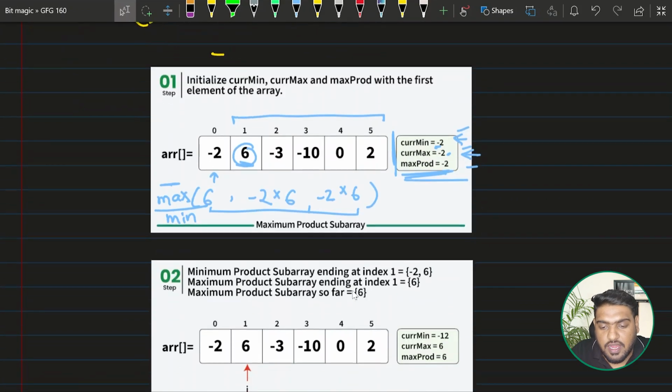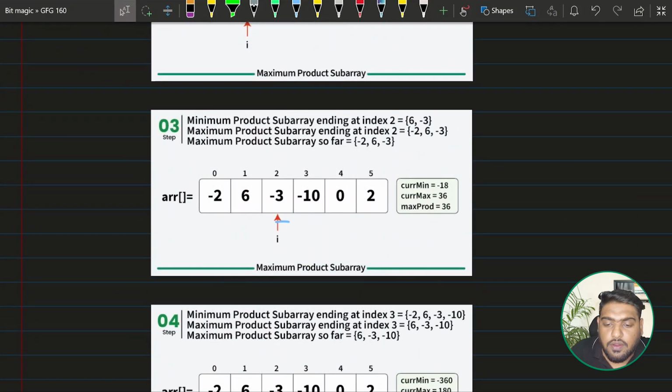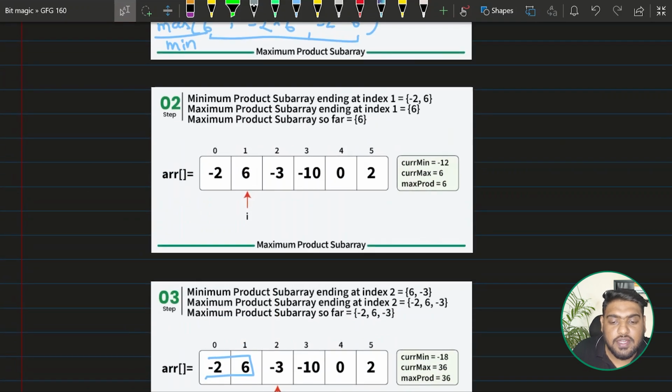Moving ahead to the next ith value, -3, this one. Now you can see, once you have considered 6, what was the situation? You had three possibilities: 6, and you multiply that, then you would have 12, -12. So in this scenario, your current minimum would be updated to the minimum of these three values, which is -12. Your current maximum would be updated to the maximum of these three values, which is 6. And because your maximum product is maximizing, that would now change to 6, because previously it was -2, right?